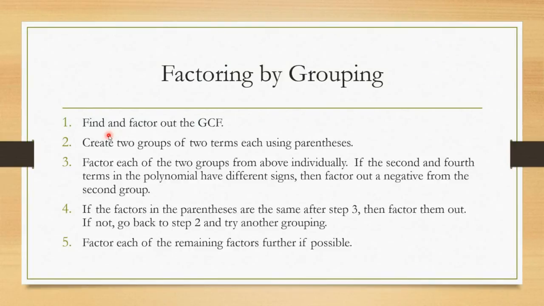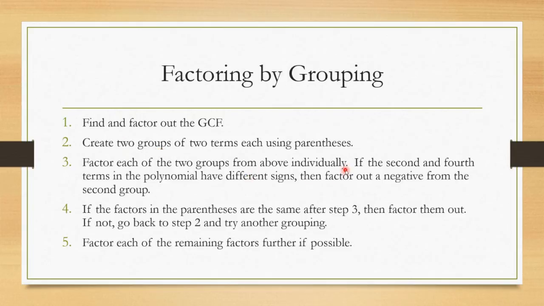What you do first is create 2 groups of 2 terms each. So again, we have 4 terms. The first 2 terms will form your first group. Then the third and fourth terms will be another group. When we do examples, it will make sense. Then you factor each of those 2 groups individually.